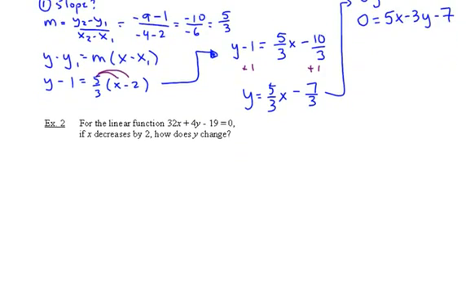Okay? All right. It says for the linear function 32x plus 4y minus 12, if x decreases by 2, how does y change? So what is it really talking about here? What is this referring to? Slope. We need to figure out the slope to relate it to this, because this is talking about a rate of change. Right? So how do we figure out the slope of this?